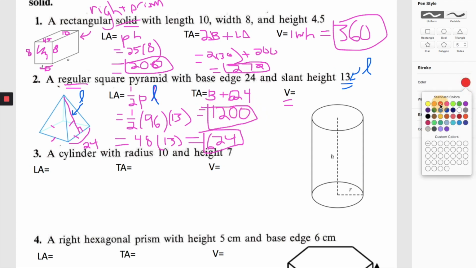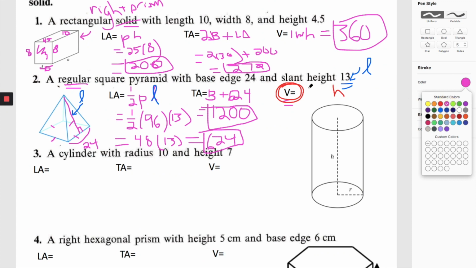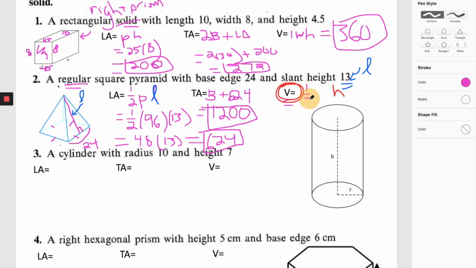So let's talk volume now, right? Let's talk volume. Regular square pyramid. Okay, let's start with one thing. Let's start with getting our formula in here. Okay, I'm going to put H over here first, and then I'm going to switch back colors. So the volume of a regular square pyramid is 1/3 base times height. 1/3 base times height.